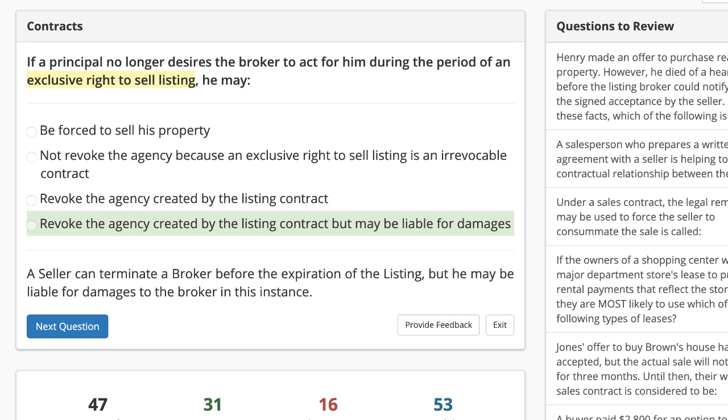Is that doable? Dale says they can, but have to pony up for that decision. Exactly. And so that is the parallel that I wanted to draw with a seller, quote unquote, revoking an exclusive right to sell listing before that listing period is up.